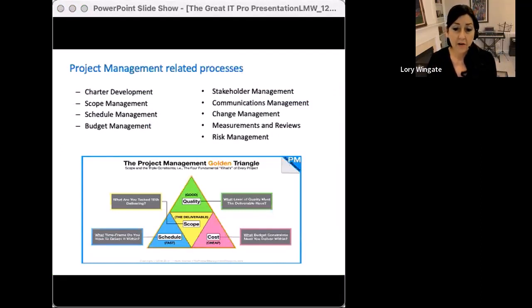When we dig down into the processes that project management provides to us, we see that they lead us to that all familiar iron triangle of cost, schedule, scope, and quality. And the processes that we will focus on today really live in the process areas of stakeholder management, communications, change, risk management, measurements, and reviews. And within each of those processes are pieces that need to be pulled together in order to increase your ability to meet your targets and to satisfy your customer.